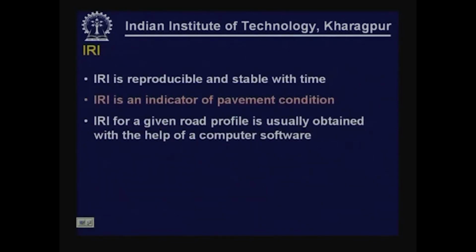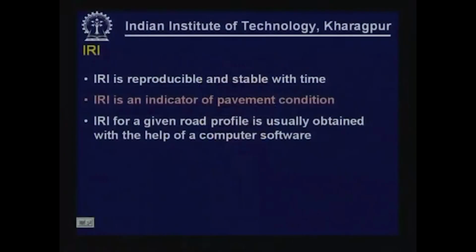The advantage with IRI is that it is reproducible and stable with time, because it is a theoretical value for a given profile which can be fed to the system. There is nothing that is going to change as long as you do not change the model parameters of the golden car. IRI is not going to change. So, for a given profile, anytime you calculate as per the same procedure, you get the same IRI value. So, this becomes sort of a standard for a given profile.